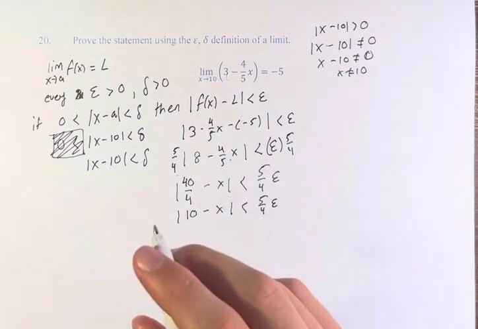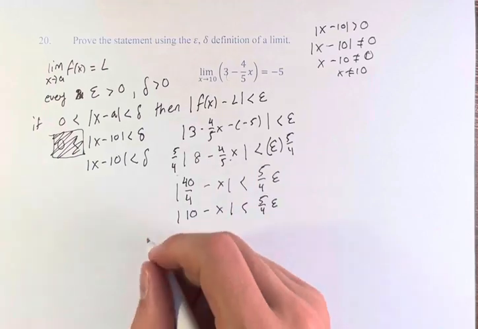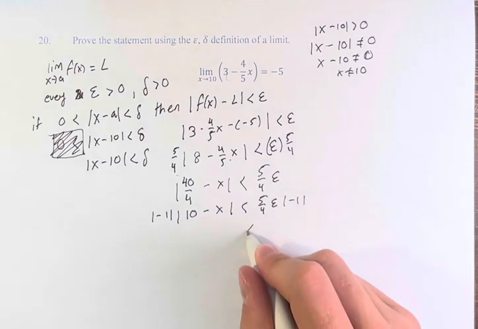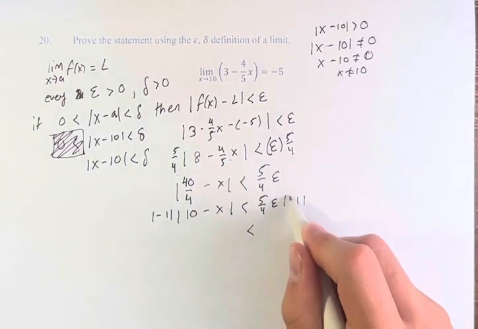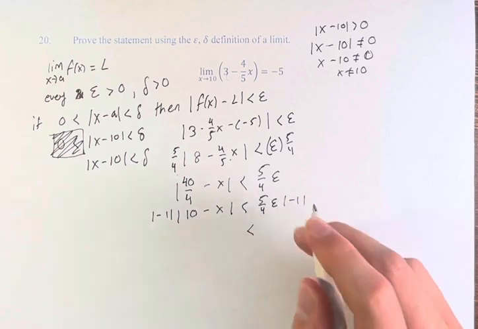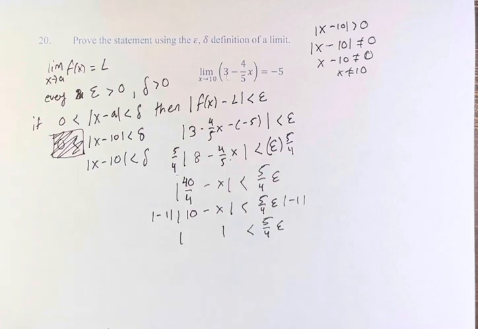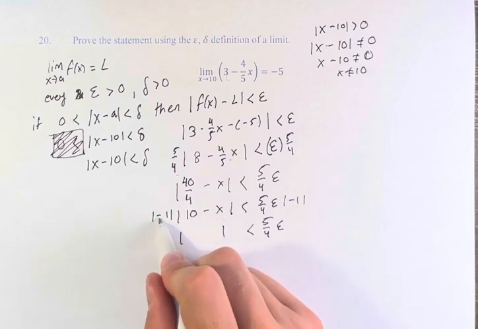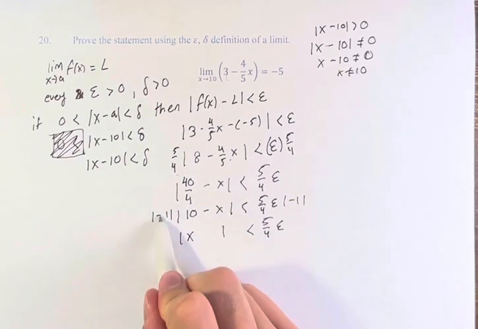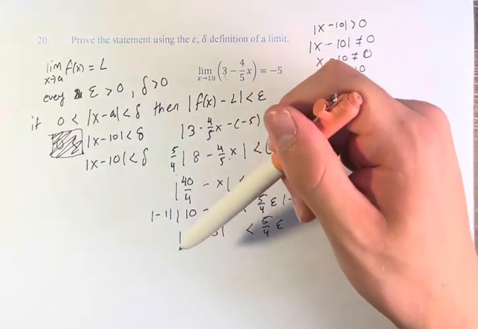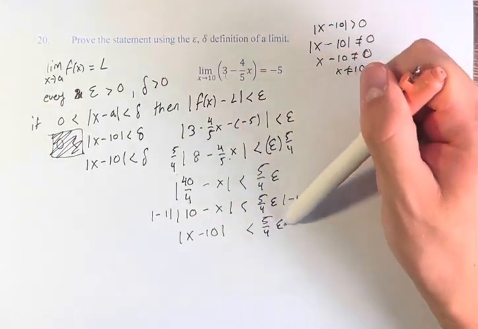This is very close to this, 10 minus x, x minus 10, but we have to multiply it by the absolute value of negative 1. We do this because the absolute value of negative 1 is just 1. So here, this is just 5/4 epsilon times 1, so that just stays the same. But we can distribute this in to the original absolute value to get negative 1 times negative x is positive x, negative 1 times 10 is negative 10, and I just swapped them around, which you can do with addition, to get that x minus 10 in an absolute value is less than 5/4 epsilon.